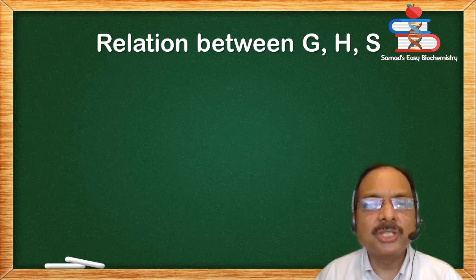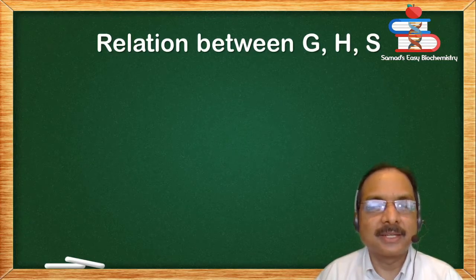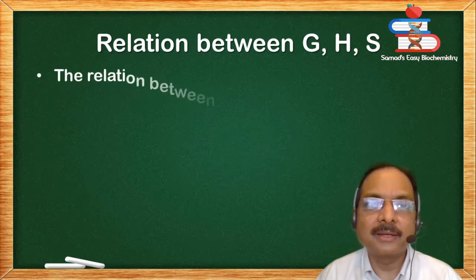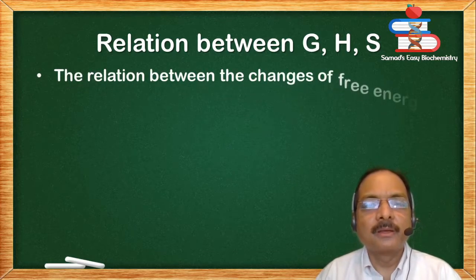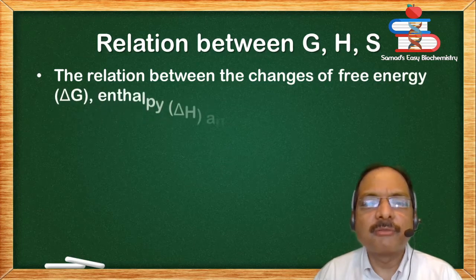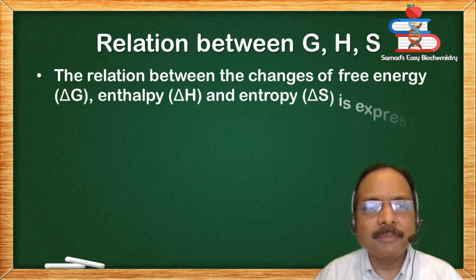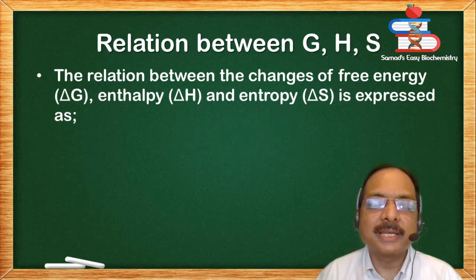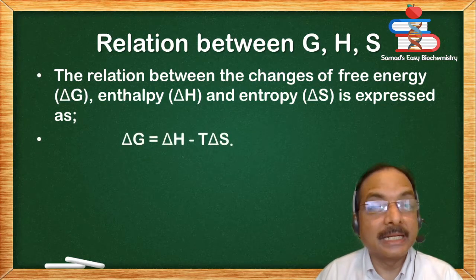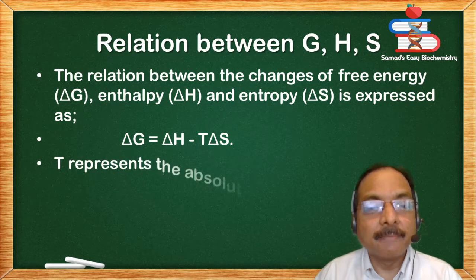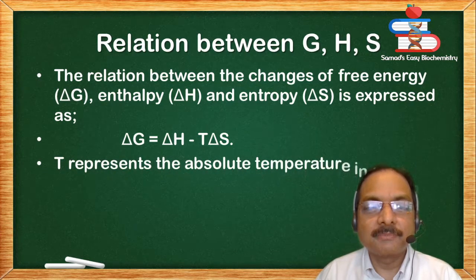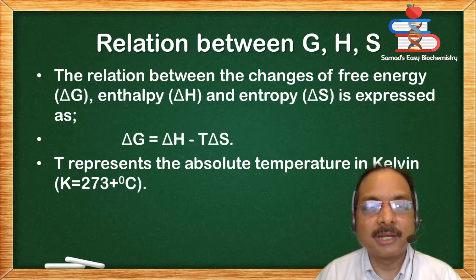Relationship between G, H and S, that is free energy, enthalpy and entropy. The relation between the changes of free energy, enthalpy and entropy is expressed as delta G equals delta H minus T delta S, where T is temperature, absolute temperature in Kelvin. Kelvin is 273 plus degree Celsius.